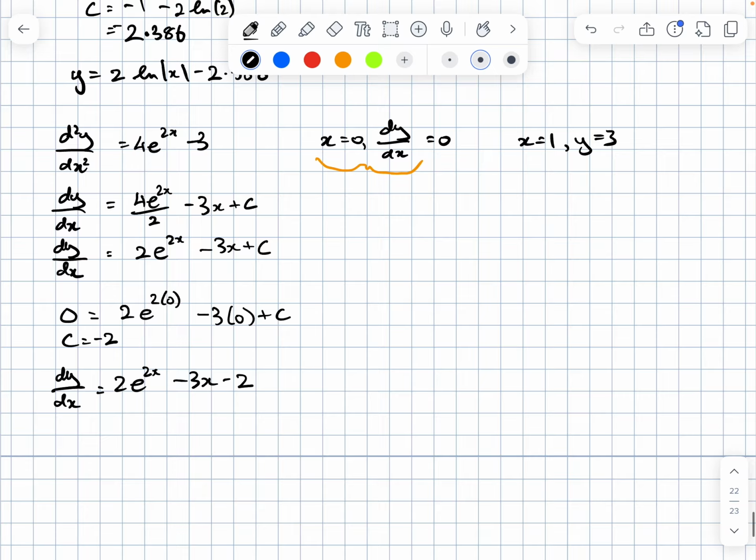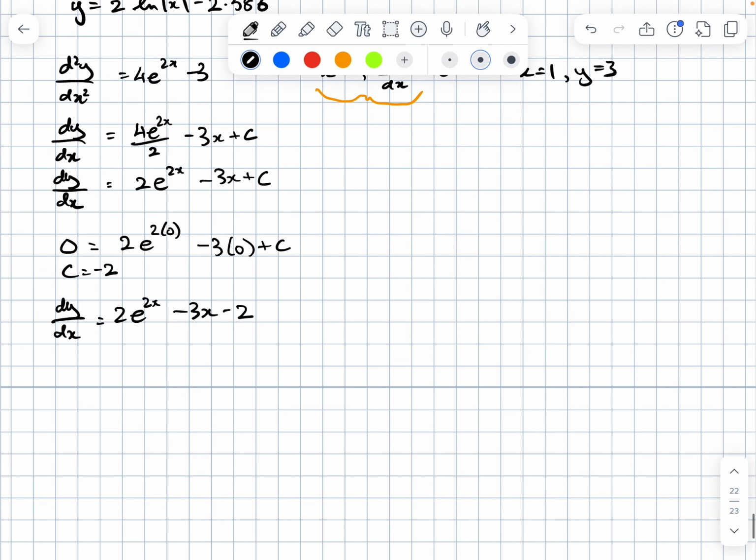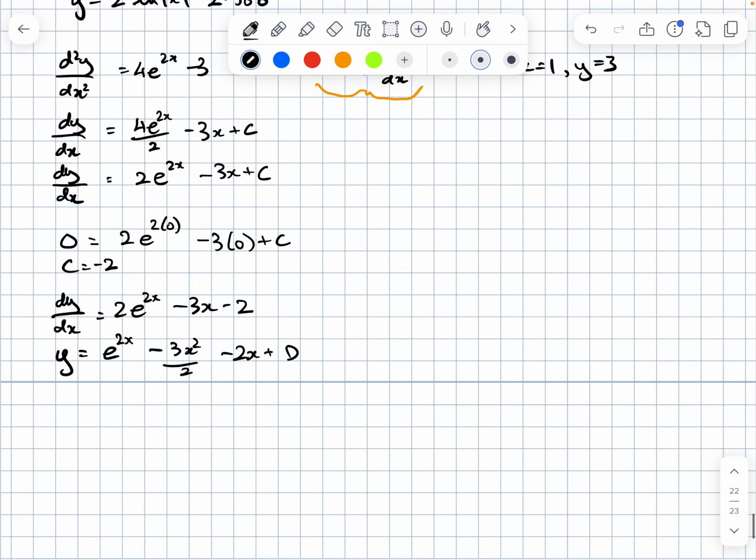Now we have a first order differential equation. We can integrate this again to get our y equals. So we get y equals 2e to the power of 2x integrates to e to the power of 2x minus 3x squared over 2 minus 2x plus d. I'm using d here because c has already been set. If you want to continue using c, you can use c1 and c2.